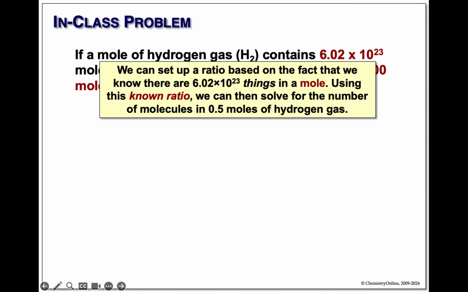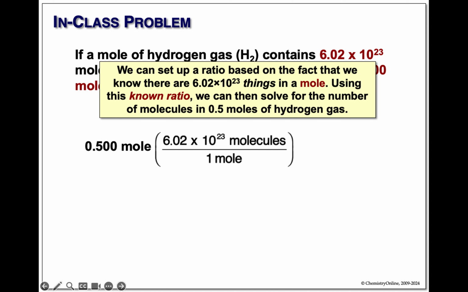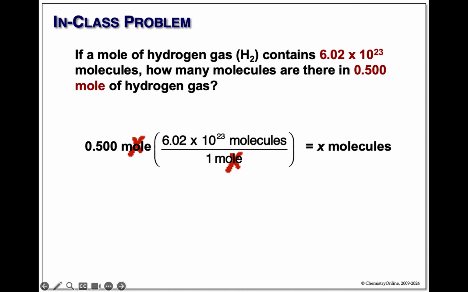0.5 moles of hydrogen is our given. Start with that. Simply put in this ratio with mole in the denominator. Moles will cancel, and we're left with only molecules. 0.5 times 6 times 10 to the 23rd is 3.01 times 10 to the 23rd. Remember, we're doing the math on the coefficient, not the exponent. Any questions?